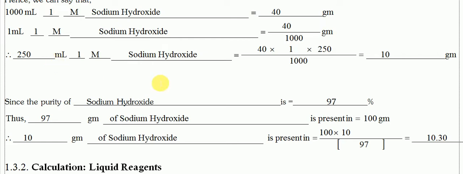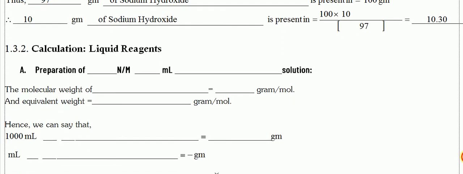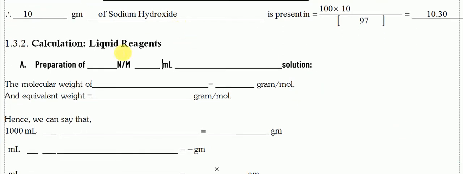So I think you have understood how the mathematical formula for the calculation of a solid reagent is filled up in the laboratory manual as well as in the data sheet. Now let's move on to our next reagent, and the next question was how you would prepare 100 ml of 0.1 normal.